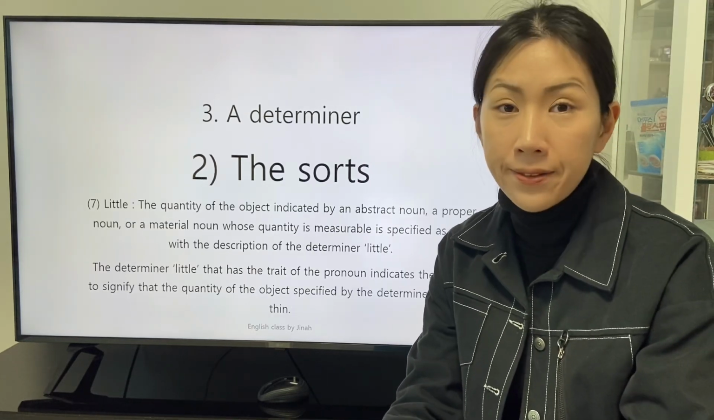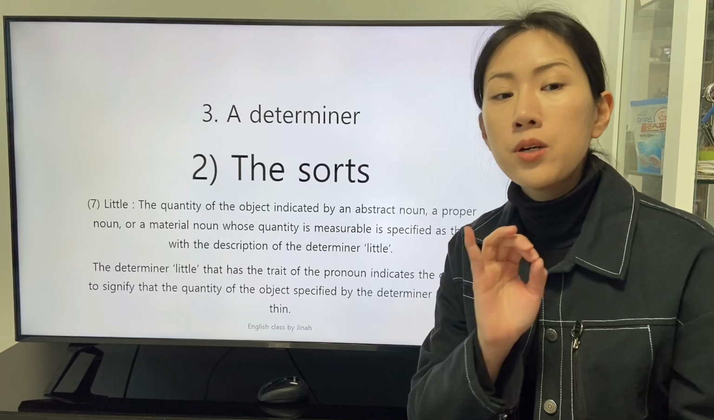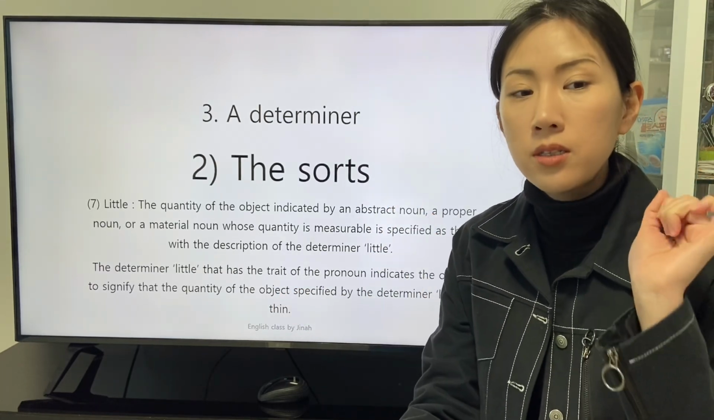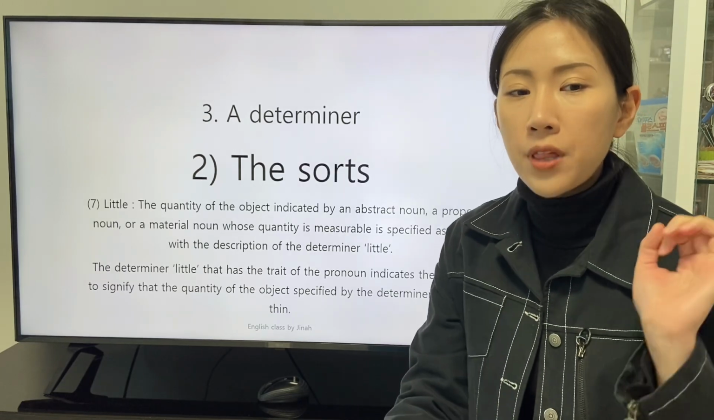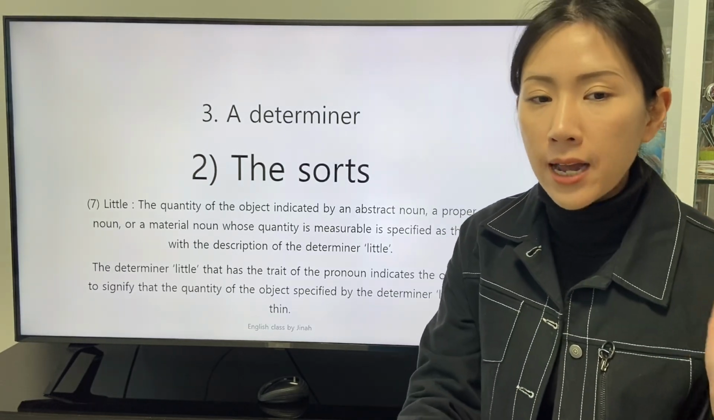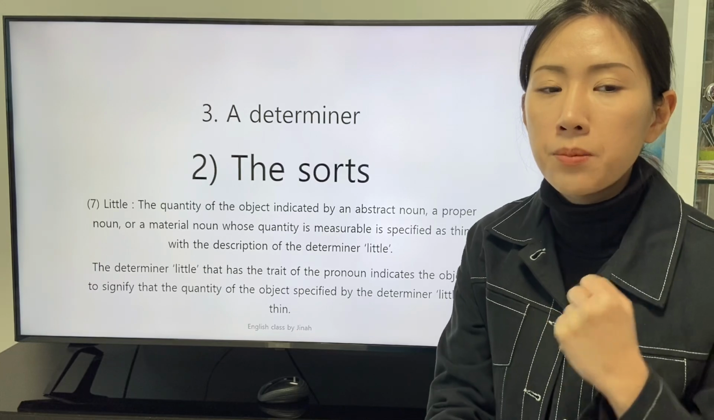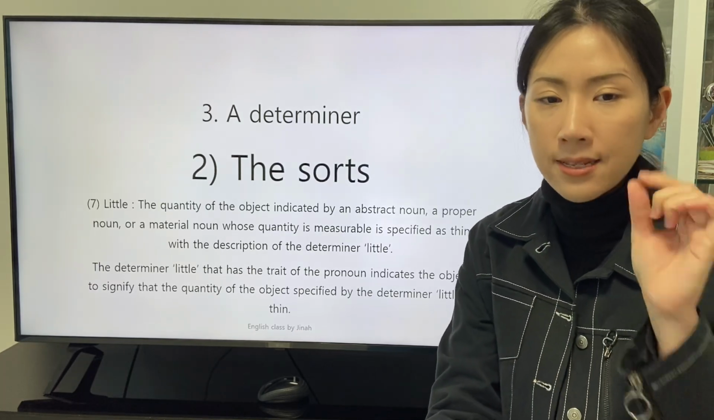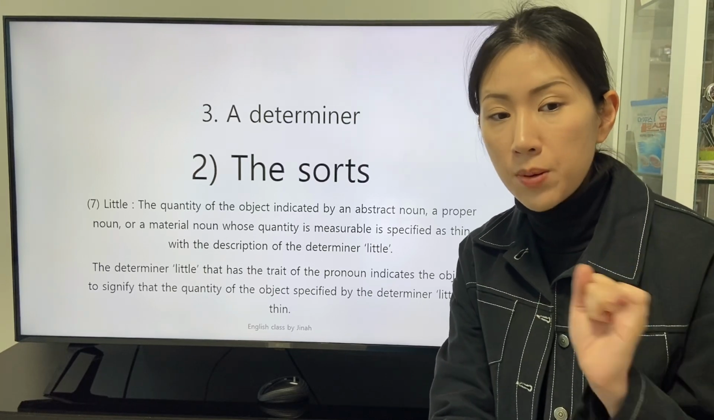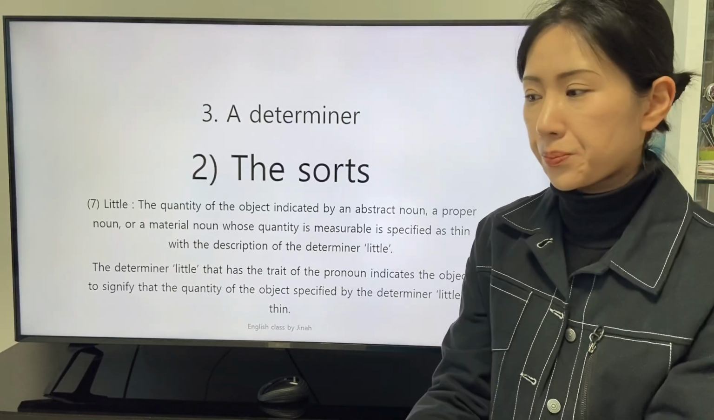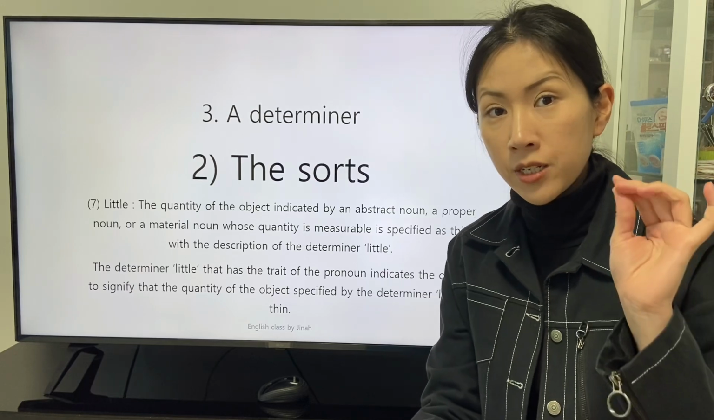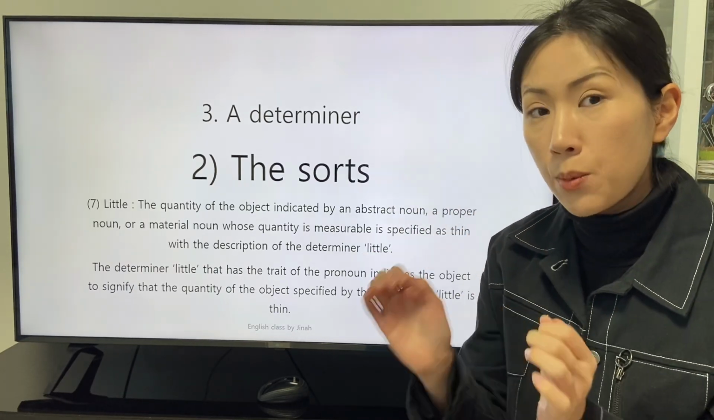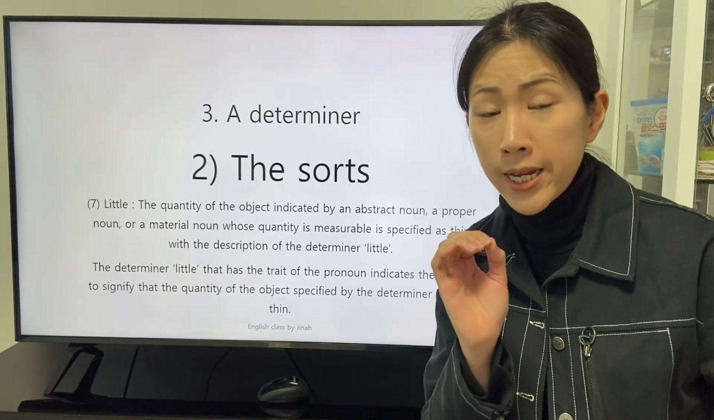The 12th determiner we will deal with in this class is the determiner little. The quantity of the object indicated by an abstract noun, a proper noun, or a material noun whose quantity is measurable is specified as thin, with the description of the determiner little. With the definition of the determiner little, the object indicated by the determiner little merely exists.